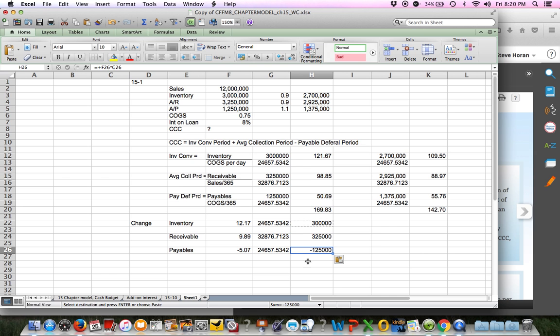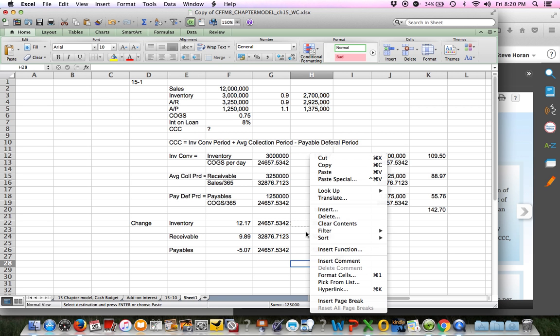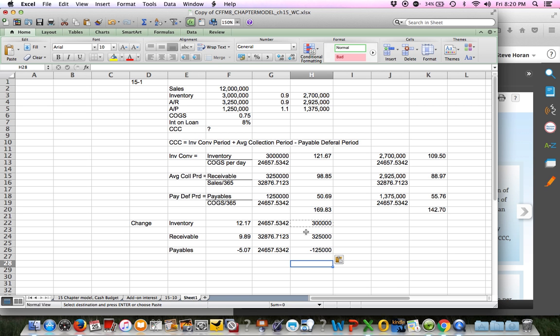So in total, remember the CCC is this. The CCC is plus inventory plus the receivable minus the payables, but I'm minusing a minus, so it'll end up being a plus. So I get 750,000. That's what I get. Okay, let me just show you that. So 750,000 is cash freed up.